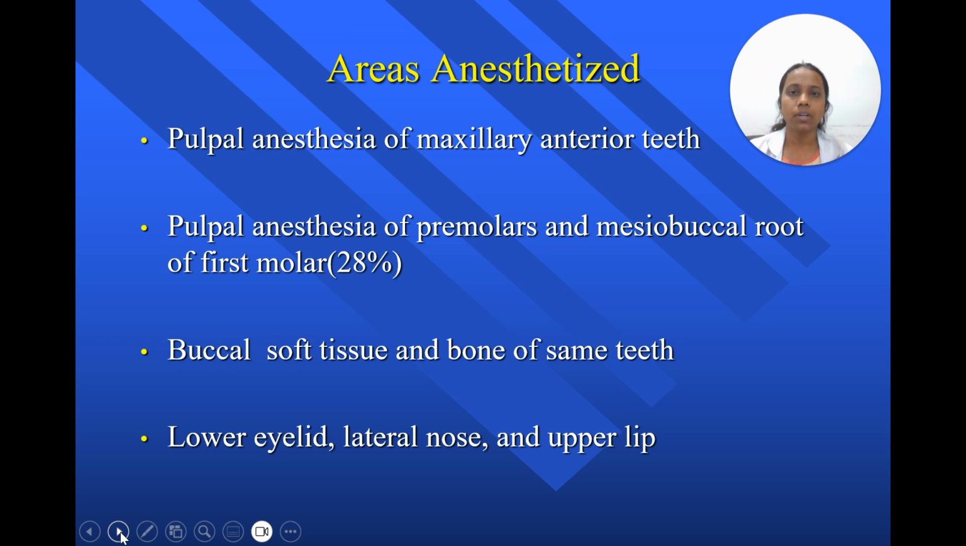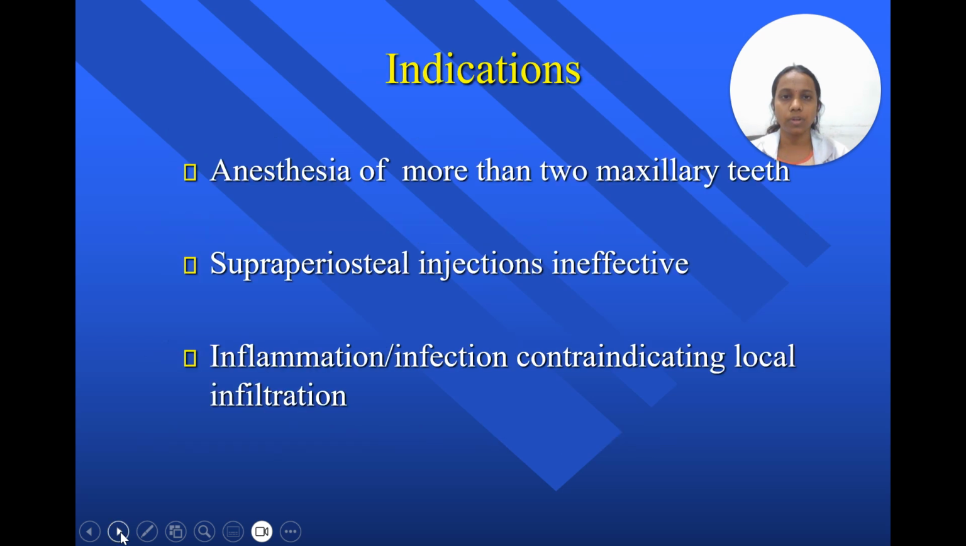The areas anesthetized are the pulpal anesthesia of the anterior teeth, pulpal anesthesia of the premolar and the mesiobuccal root of the first molar, the buccal soft tissues and the bone of the same teeth, and the lower eyelid, lateral part of the nose, and the upper lip.